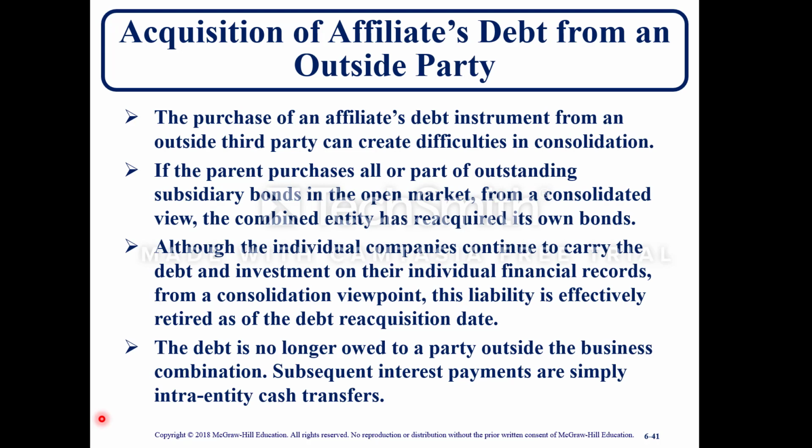The purchase of an affiliate's debt instrument from an outside third party can create difficulties in consolidation. If the parent purchases all or part of outstanding subsidiary bonds in the open market, from a consolidated view, the combined entity has reacquired its own bonds. Although the individual companies continue to carry the debt and the investment in their individual financial records, from a consolidation viewpoint this liability is effectively retired as of the debt reacquisition date. The debt is no longer owed to a party outside the business combination. Subsequent interest payments are simply intra-entity cash transfers.